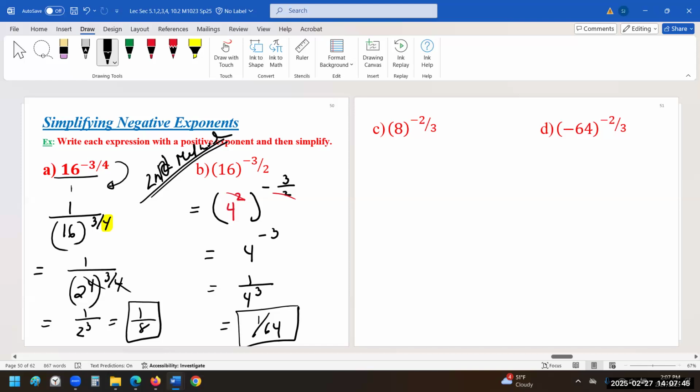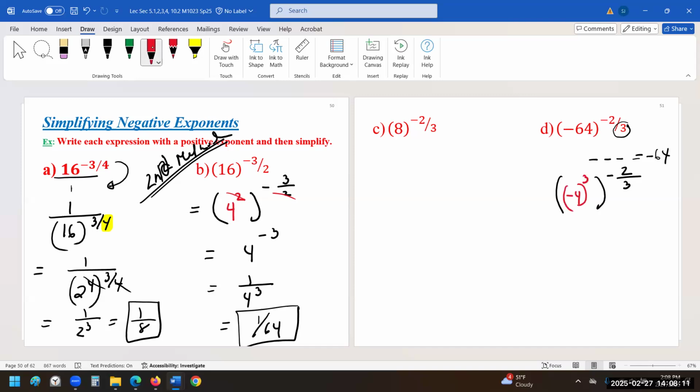So double negative. For the double negative, our base is 3, so you're multiplying the same number 3 times to turn into negative 64. Can you think of a number, multiplied 3 times, that becomes negative 64? Negative 4. So negative 4 to the power 3 gives you negative 64. The 3s cancel out. Now you have negative 4 to the negative 2.